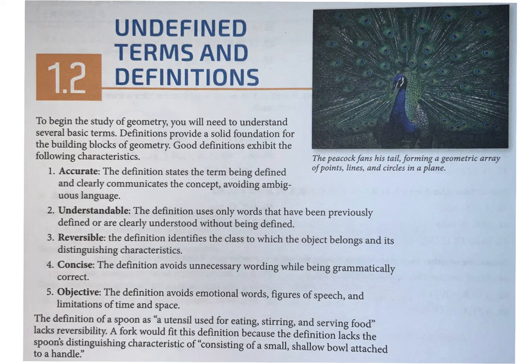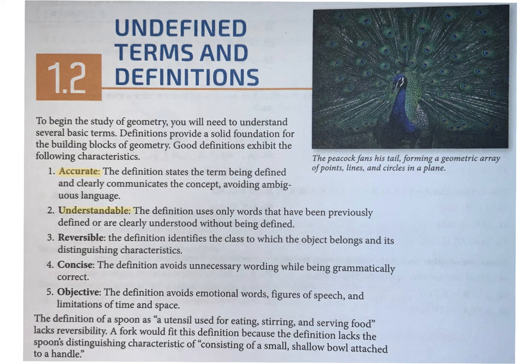First thing is obvious, it has to be accurate. If you give me a definition that is not accurate, you're not helping me at all. All right? The definition states the term being defined and clearly communicates the concept, avoiding ambiguous language. Ambiguous is like opinionated language, all right? Opinionated is ambiguous in a description.